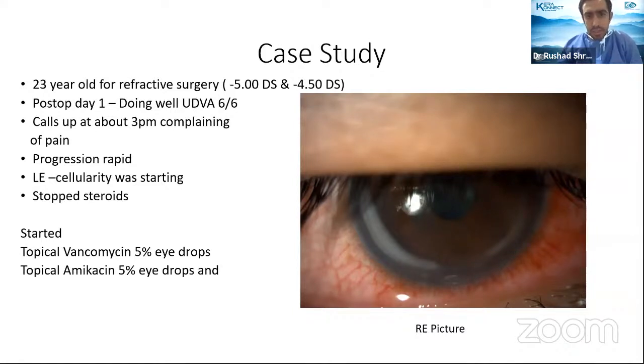complaining of pain. I called him into the clinic, and to my horror, I saw this kind of picture where there was this infiltrate which had rapidly progressed. Cellularity was also starting along this infiltrate. So in my horror and fear, I stopped the steroids. I thought this was an infection and started topical fortified vancomycin and amikacin eye drops. There was a little cellularity starting in the other eye also at this point that I noticed. This was in the right eye, this picture, the clinical picture.